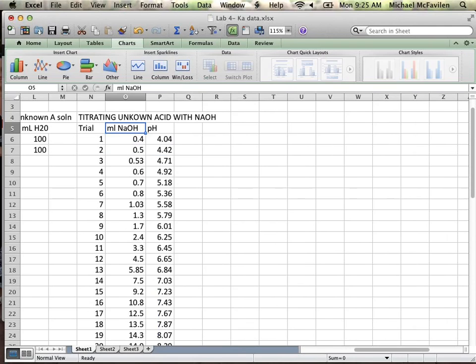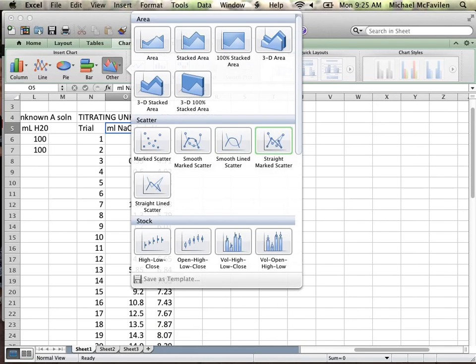So we can go to Insert Charts. This is going to work with me. I would recommend the straight marked scatter plot. Everything that you're plotting in this class, you should be using the scatter function if you're using Excel. If you use any one of the other functions, Excel is going to interpret your data in a way that does not make mathematical or physical sense. So make sure you're using the scatter functions. I'd recommend just the straight line.